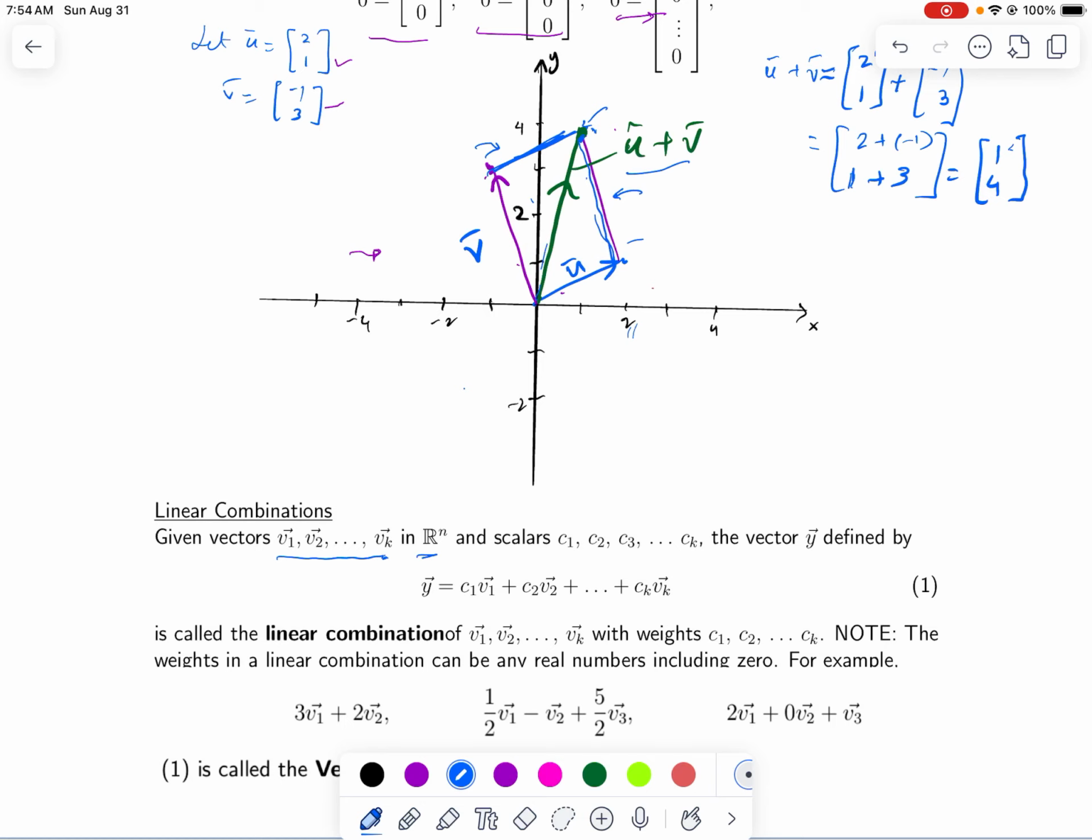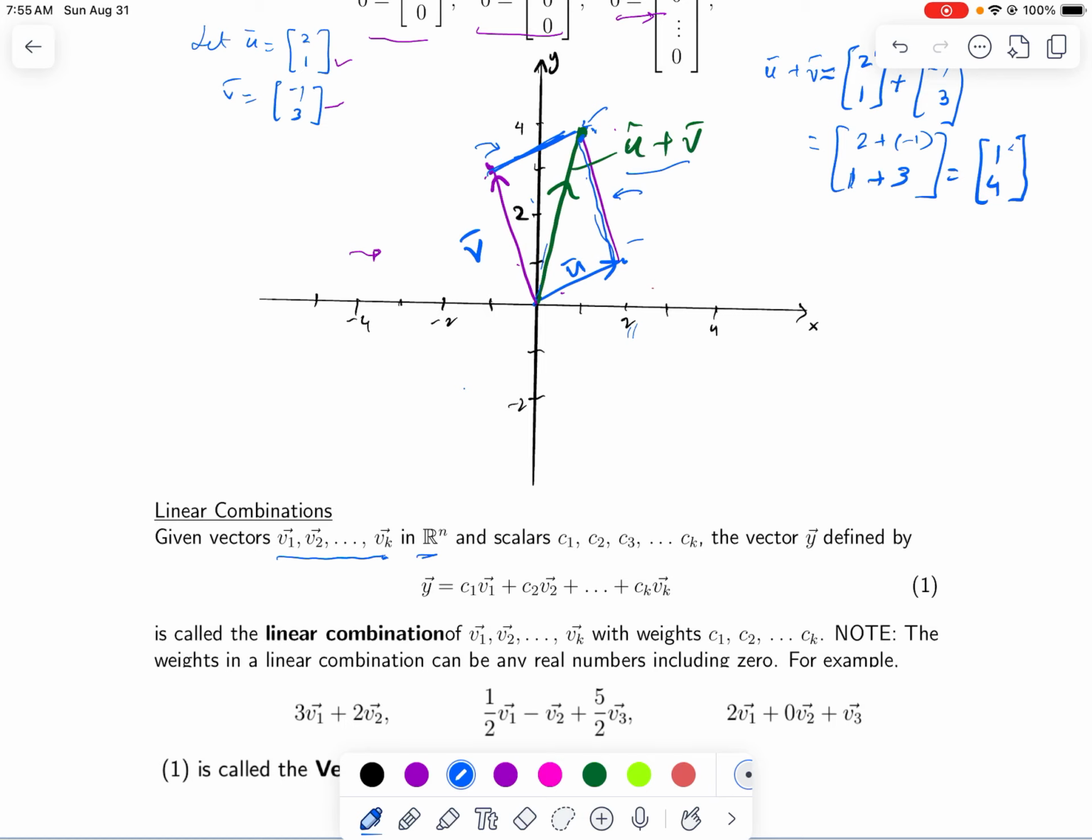So as many vectors, the same number of scalars. Then the vector y defined by y is equal to c1 v1 plus c2 v2 plus so on plus ck vk is called the linear combination of the vectors v1, v2 up to vk with weights c1, c2 up to ck. Now note that the weights in a linear combination can be any real numbers including the 0.